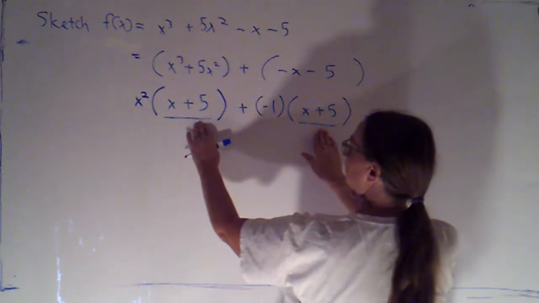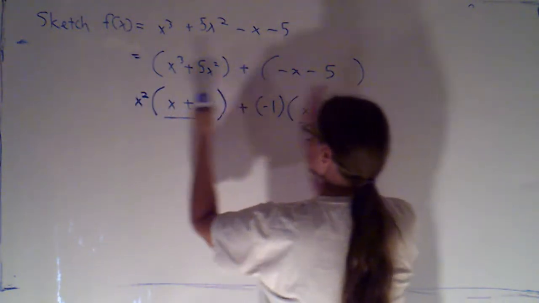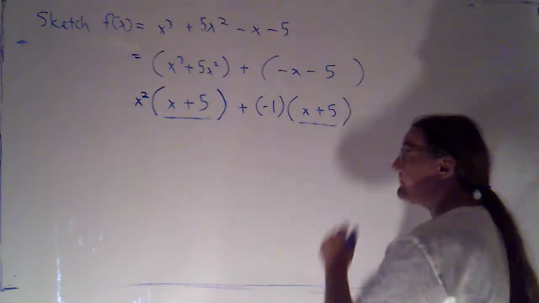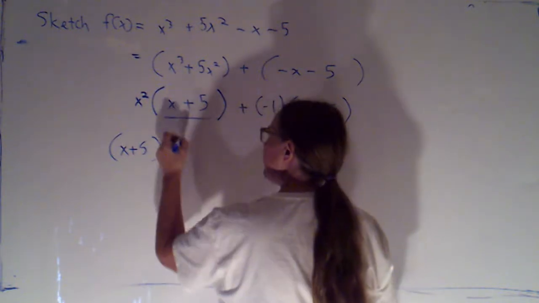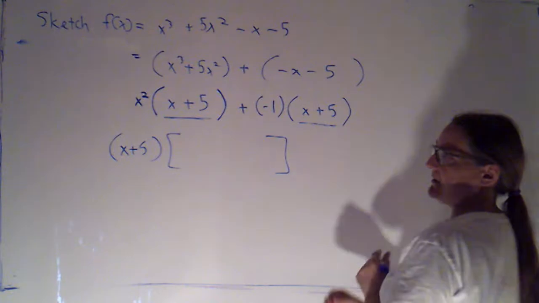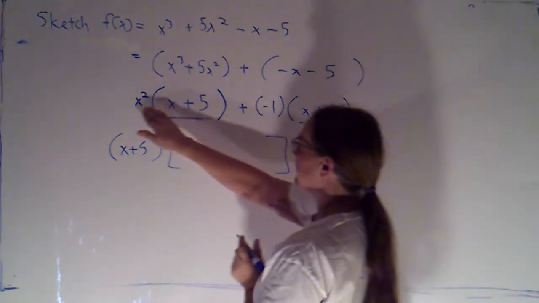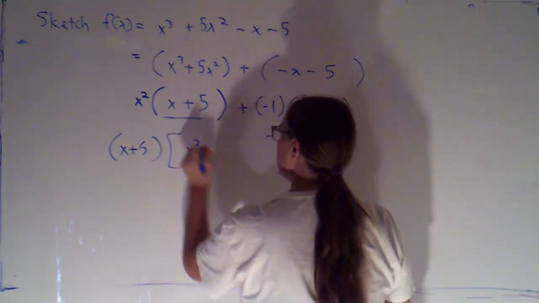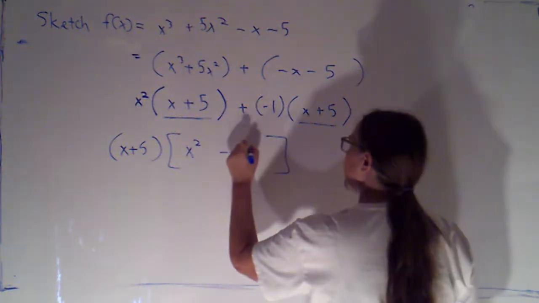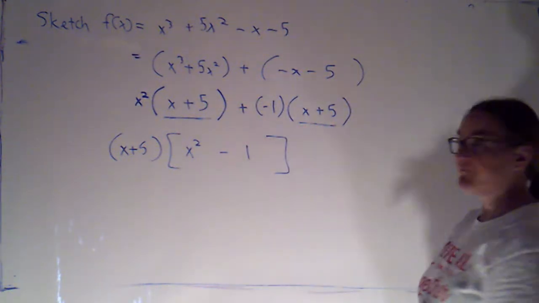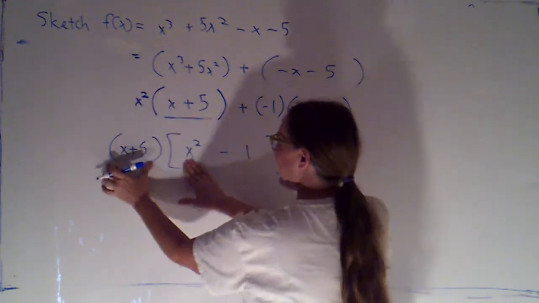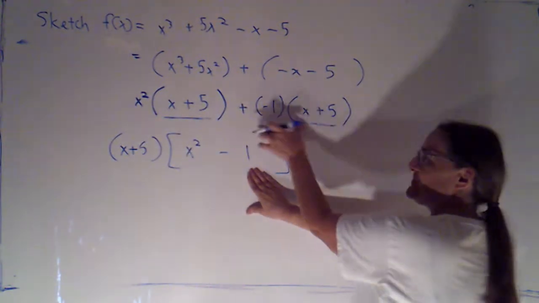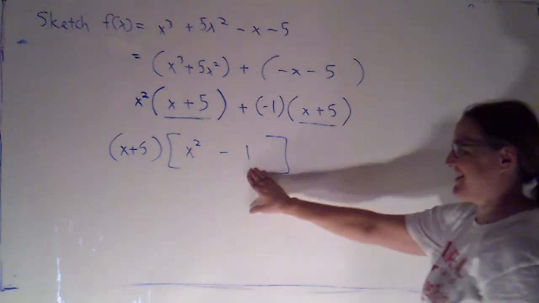But if these are the same, now I can say, oh, this and this have something in common. They have an x plus 5. So let's factor out that x plus 5. What was it being multiplied by? Well, here it was multiplied by x squared, and here it was multiplied by a -1. So notice that x plus 5 gets multiplied by x squared. There's my first pair. x plus 5 gets multiplied by -1. There's my second pair. Nice.